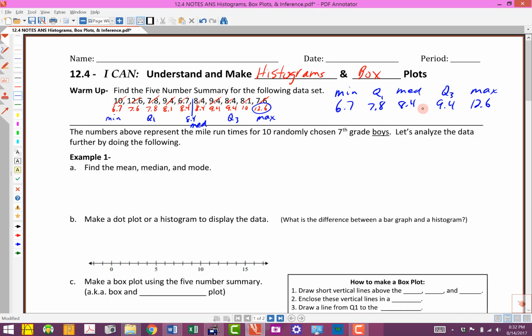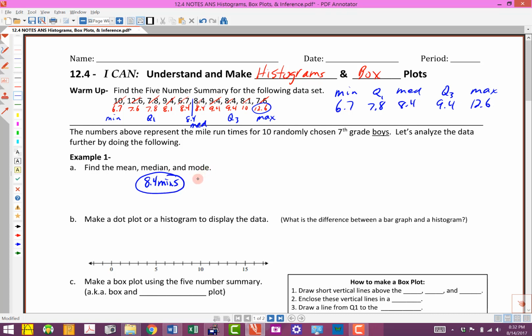so we'll just leave that the way it is. Now, let's say that the numbers up above represented the mile run times for 10 randomly chosen 7th grade boys, and we'll analyze by doing the following. So find the mean, median, and the mode. Okay, so the median, we've already got that taken care of. So that's going to be 8.4 minutes. Okay, so we've got the median taken care of.